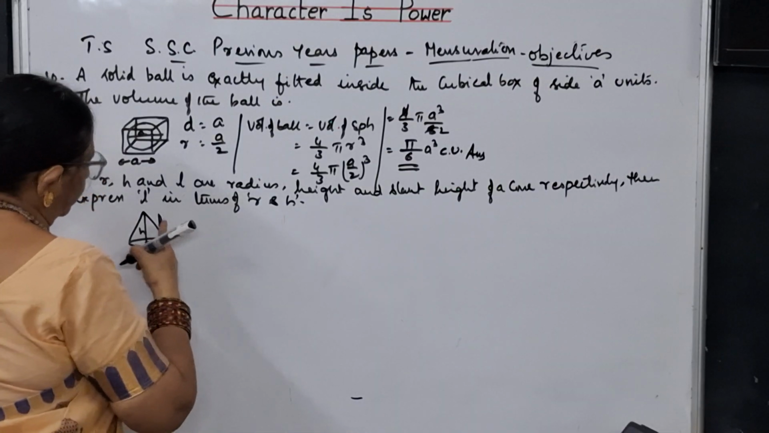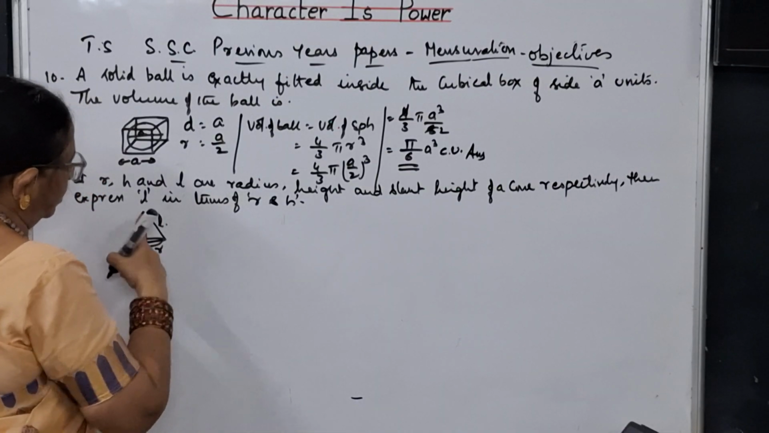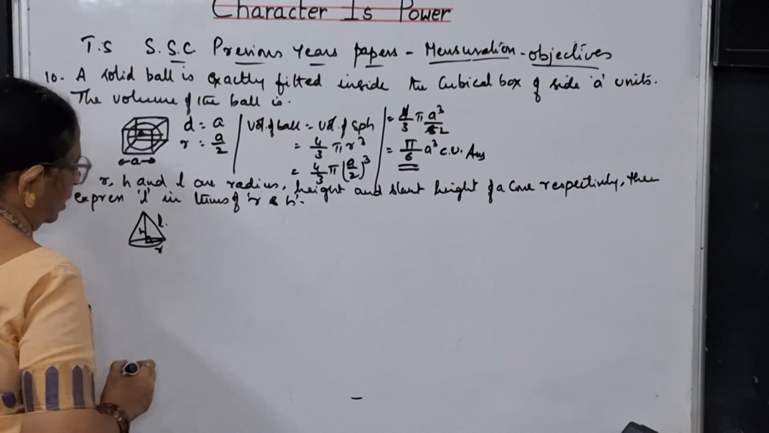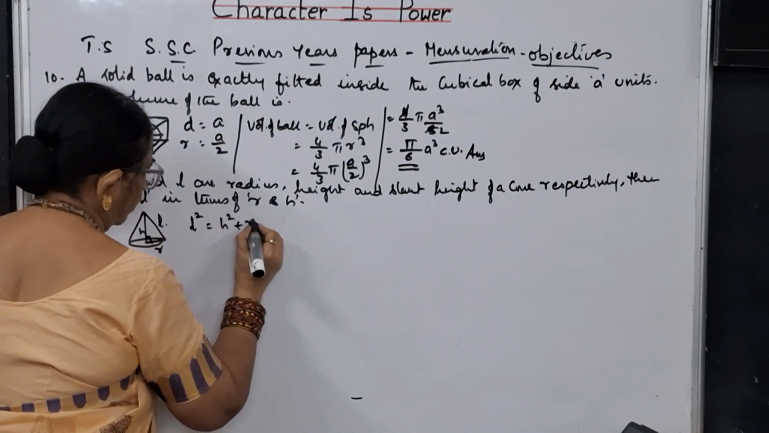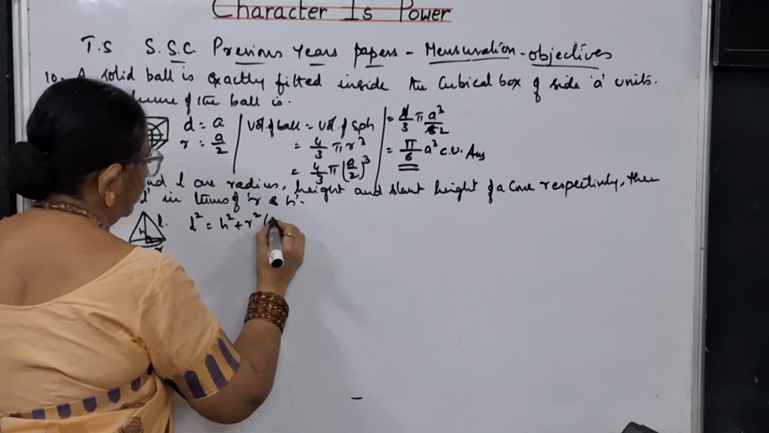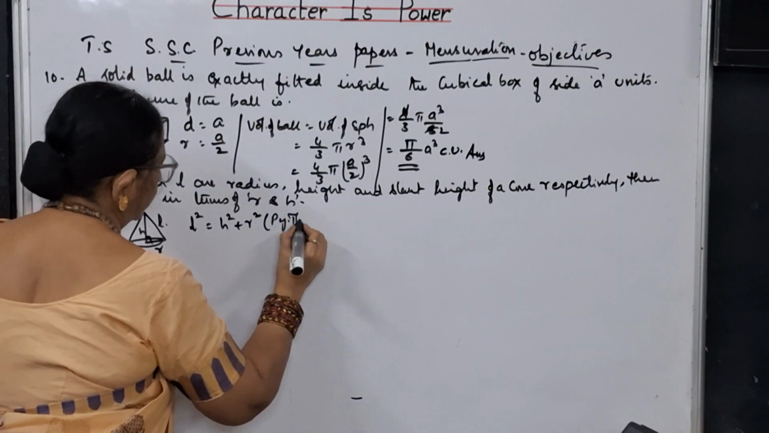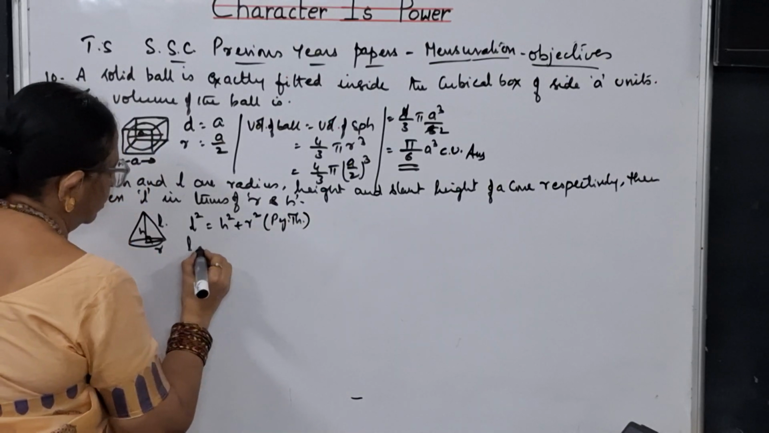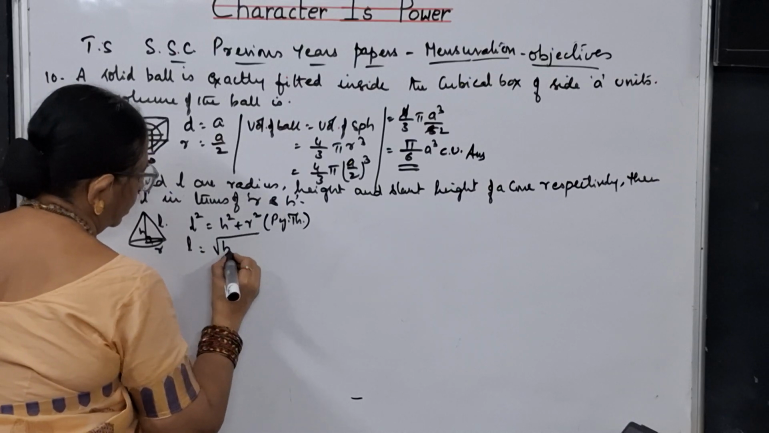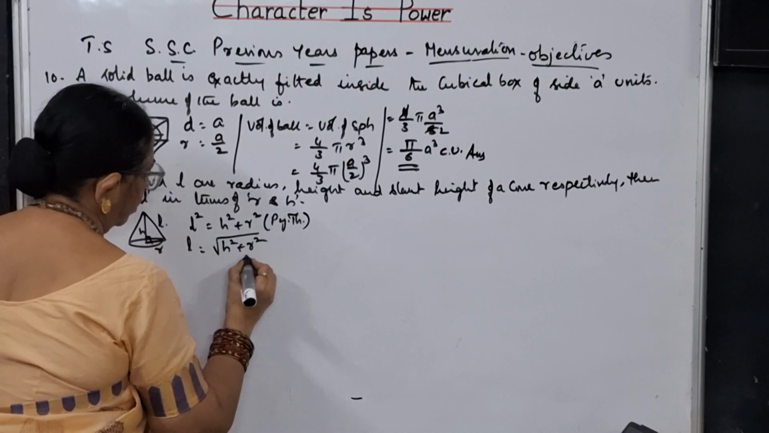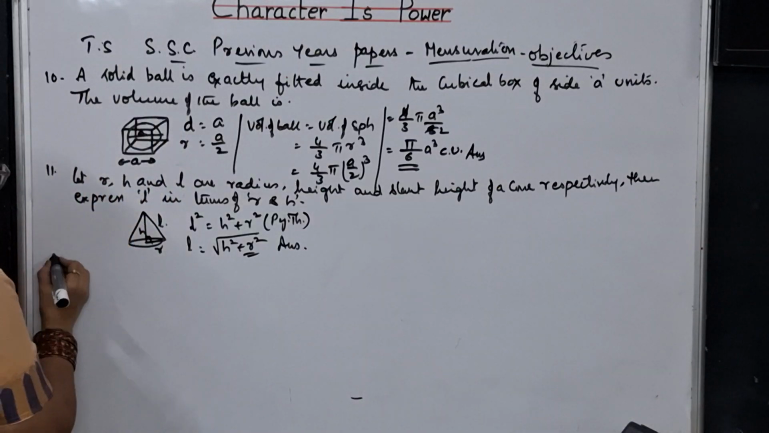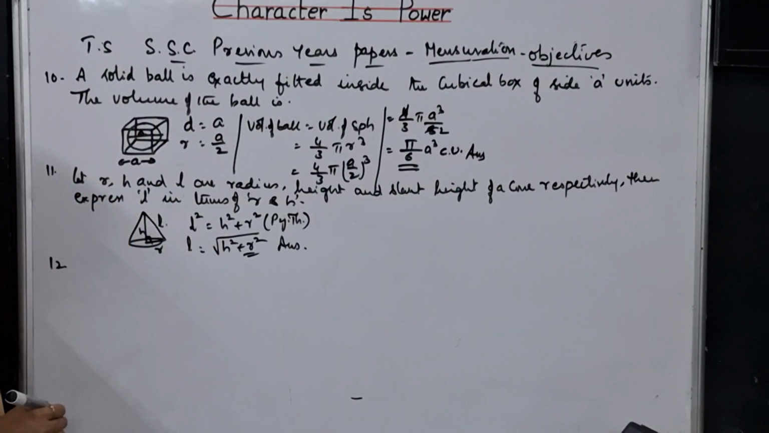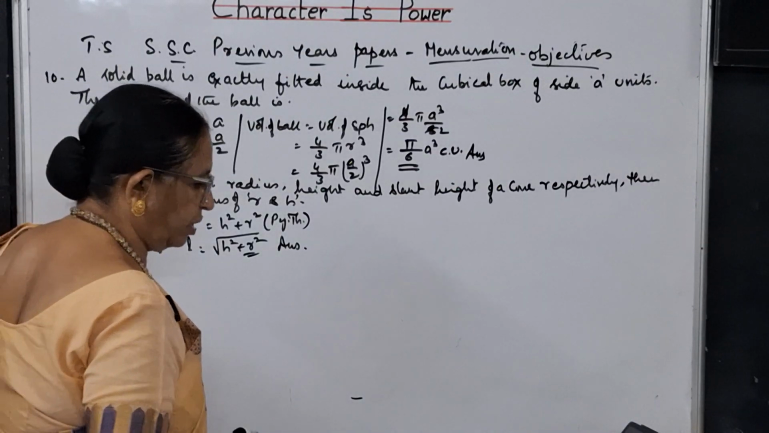Now L should be expressed in terms of H and R, means it is a right angle triangle. So you will be taking L square is equal to H square plus R square basing on Pythagorean theorem. So what is L? Root of H square plus R square. This is the answer for this problem, children. Now let us say 12th one.